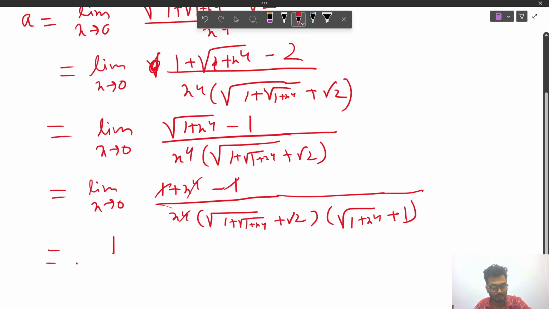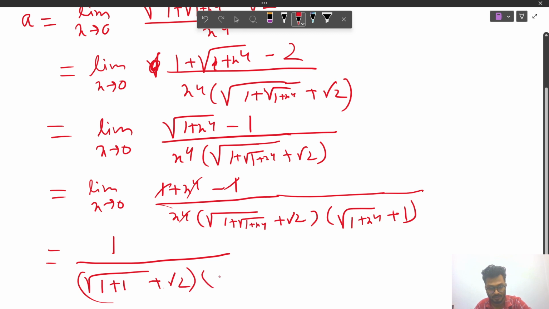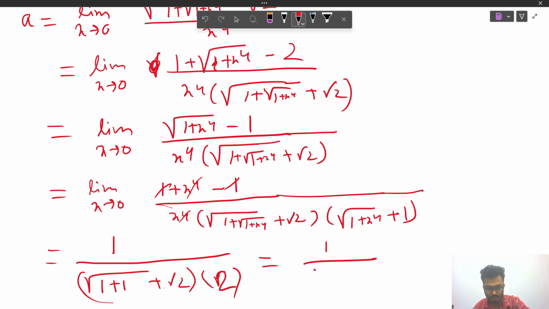Now put the limit. If we put the limit, this will be 1, and root over (1 plus 1) plus root 2; this will be 1, this will be 1, and if we put 0, this will be 1 plus 1, that means 2, right? So this is equal to 1 divided by 2 into (root 2 plus root 2), that means 2 root 2, so 1 by 4 root 2. So this is our a, right?